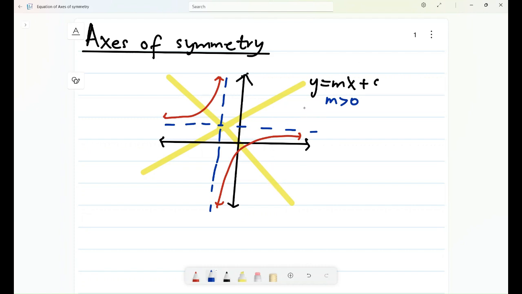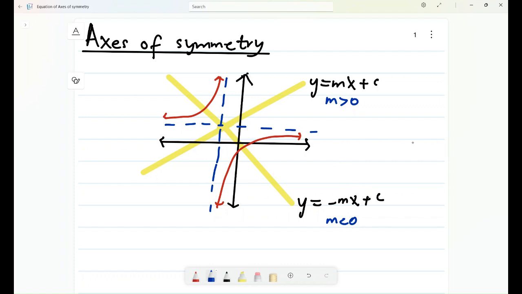You agree? Then when you come to this one, it is slanted backwards like this. So it has a negative gradient. So it means it is y equals negative mx plus c, where our m in this case is less than 0. All right.